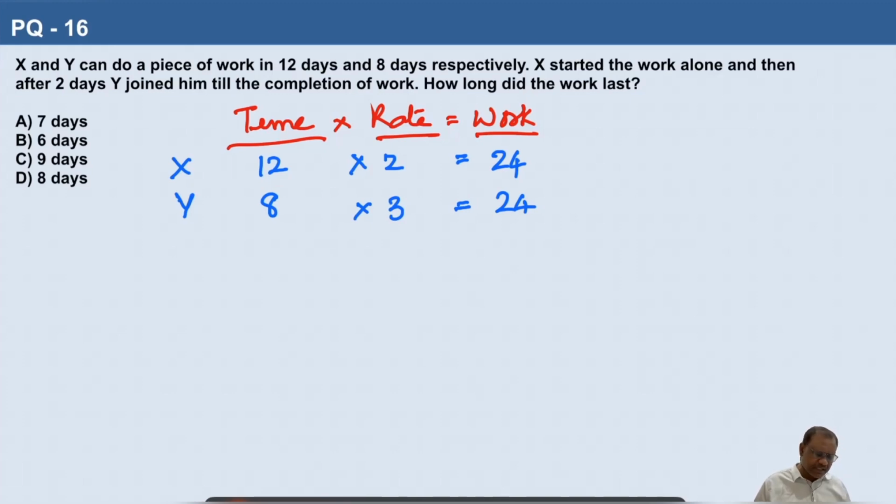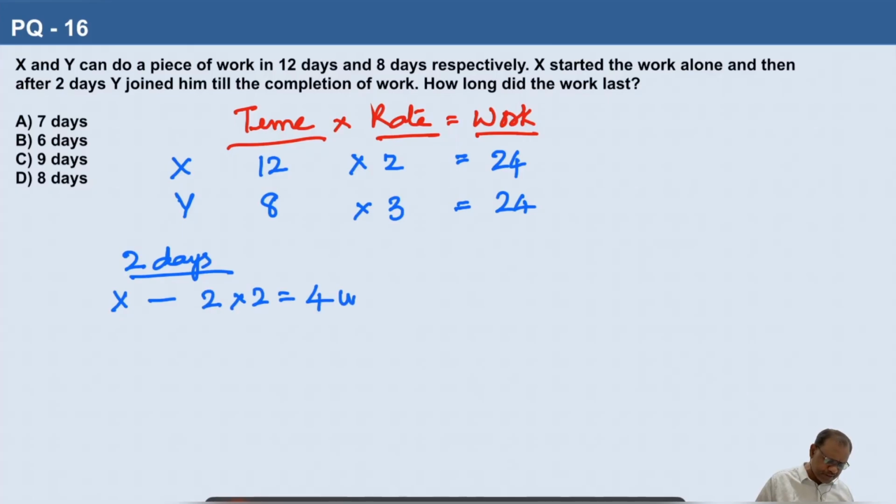In the question it is given that X started the work alone and then after 2 days Y joined him. So that means for 2 days only X is working. How much work is done in 2 days? X is doing 2 units per day. In 2 days, we will complete 4 units. So what is the remaining work?